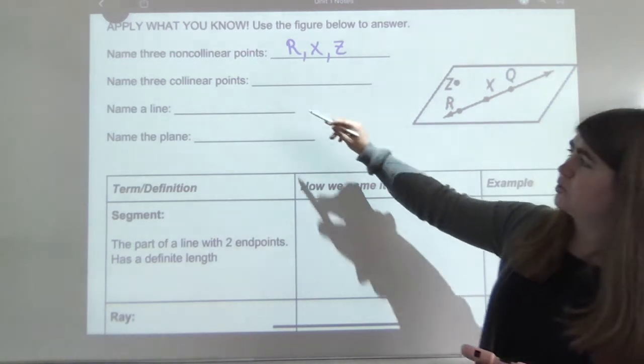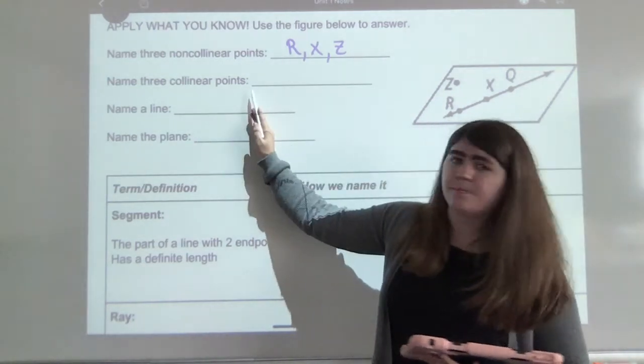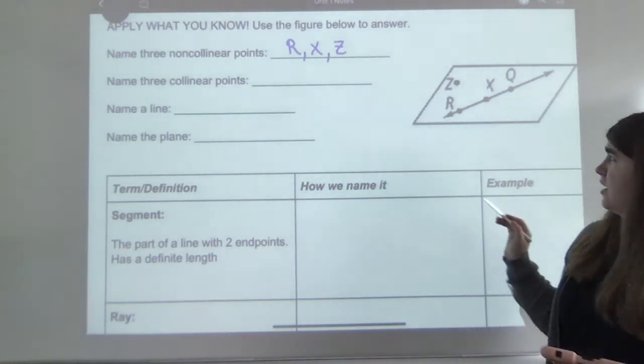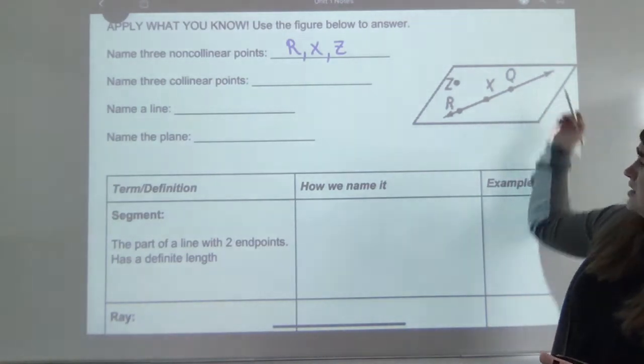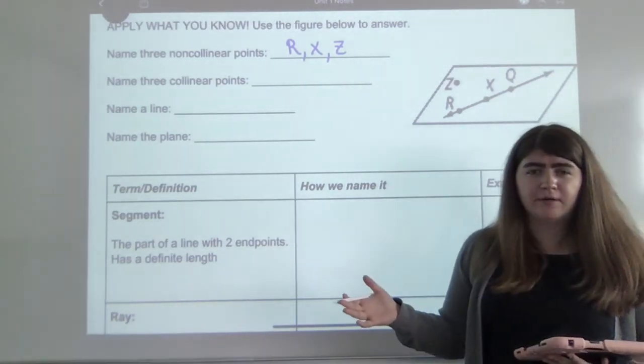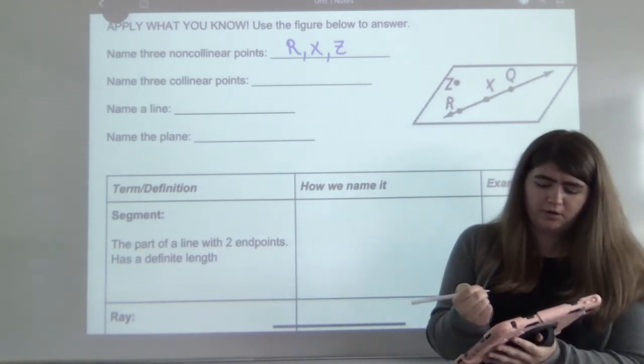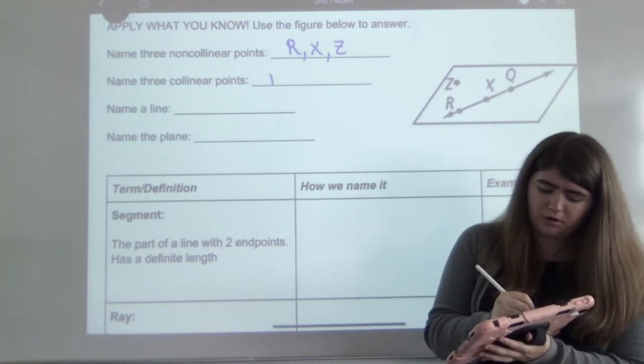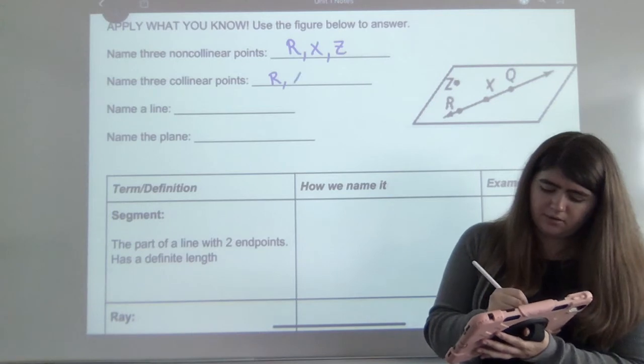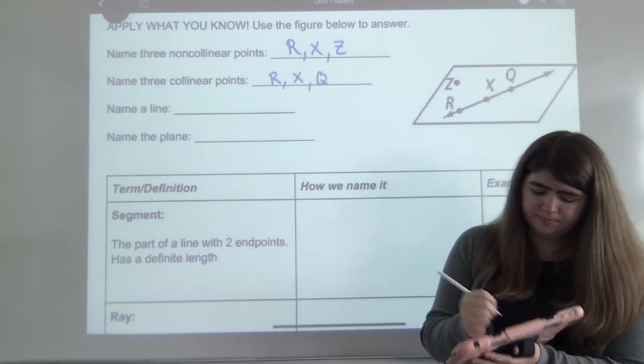Next we have name 3 collinear points. Collinear means that they're on the same line. We have 3 points on this line, so I have to use all 3 of them. There's no other option. So I'm going to go ahead and write those points out. I have point R, point X, and point Q.